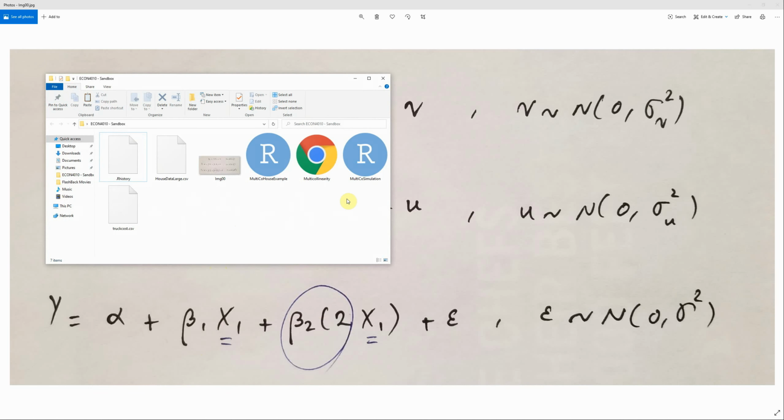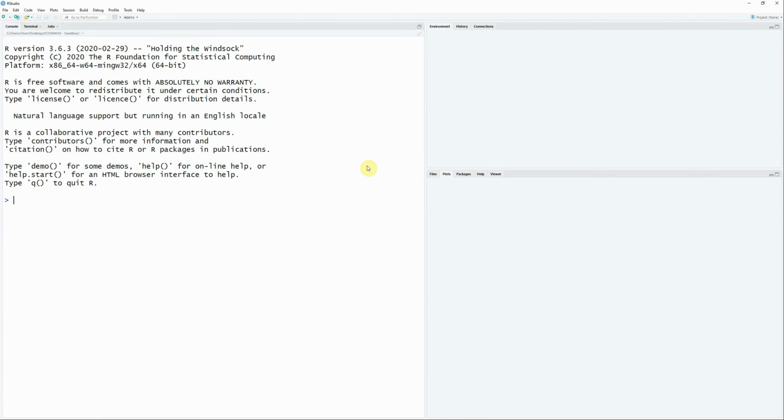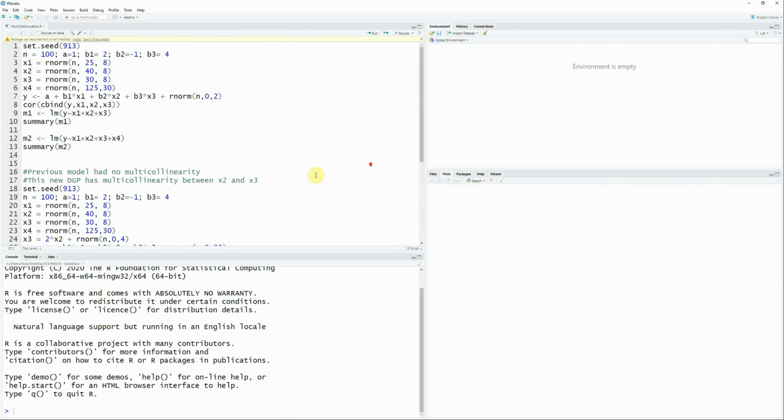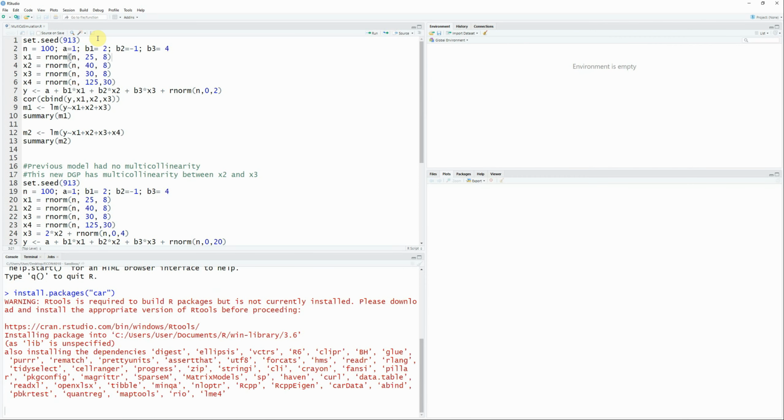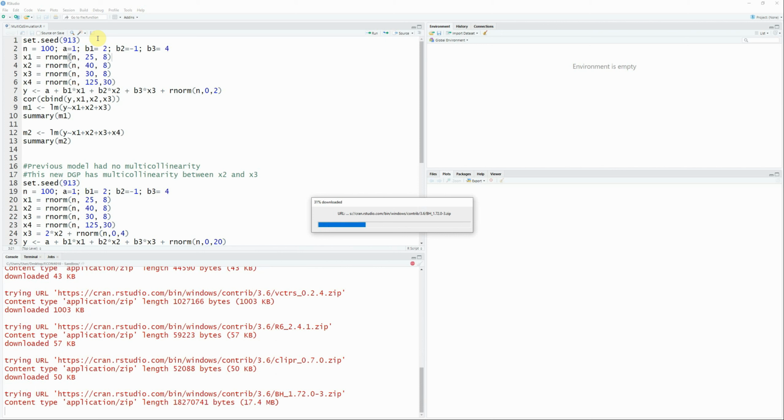Let's open the Multico simulation file in R. R tells me that there's a package used in this code that is not installed on this machine, so I'm going to go ahead and install it. You can do the same thing. The name of the package is car. There's a function in that package that we use. That's why we need to install that package first.